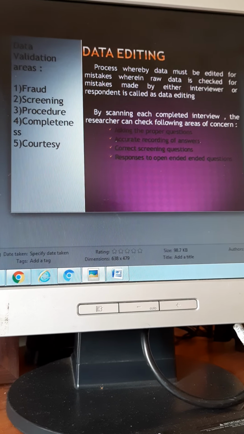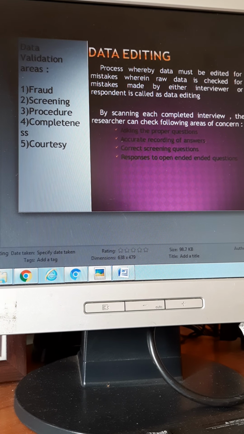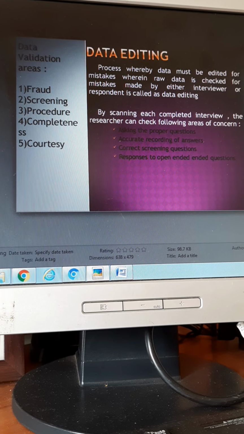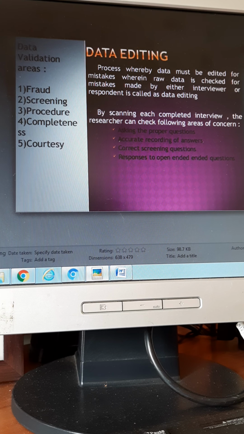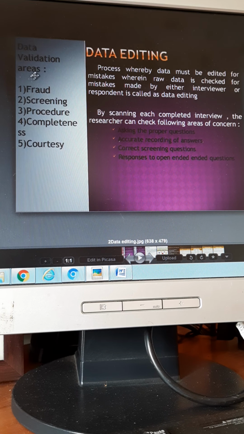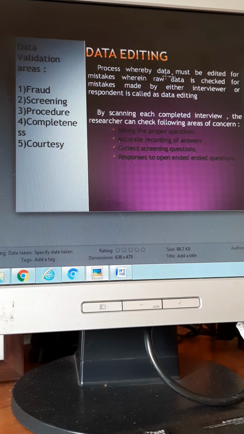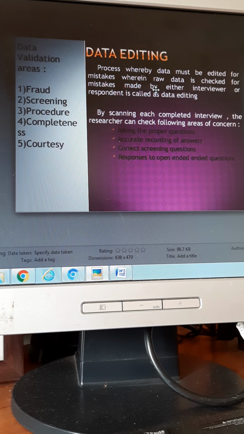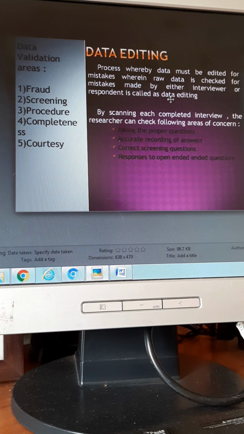So there are now 10,000, 5,000 or 1,000 different questionnaires. So what have you to do? How will you validate those questionnaires? So you will check for all these things: fraud, screening, procedure, competency, courtesy, how they have collected the data. The process whereby data must be edited for mistakes. Raw data is checked for mistakes.